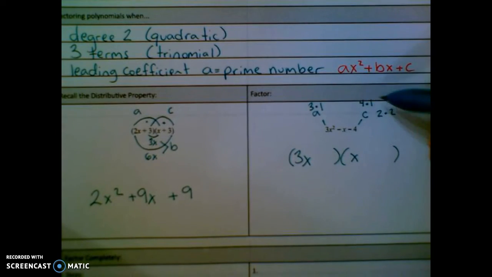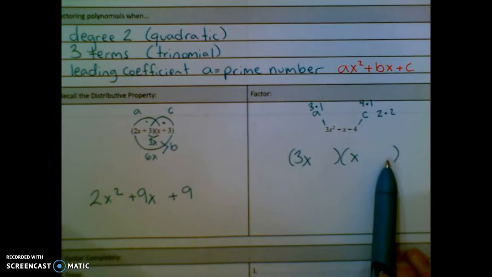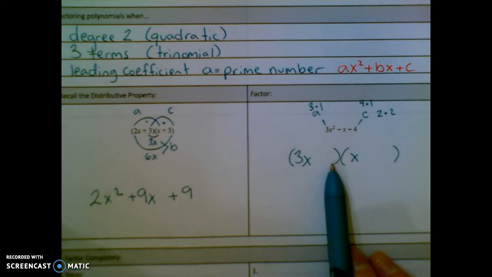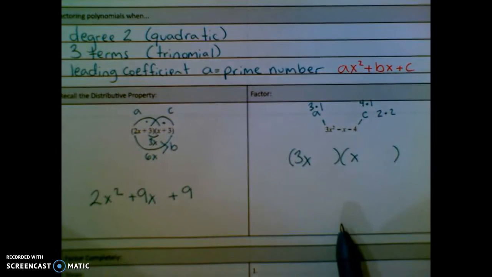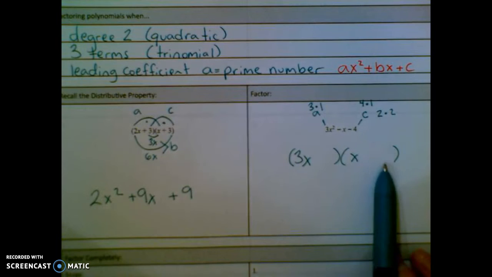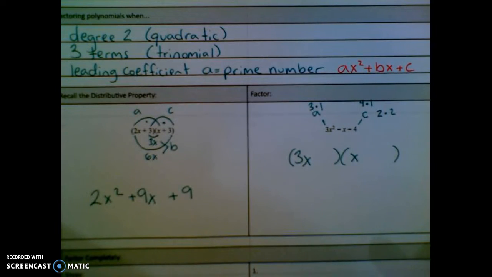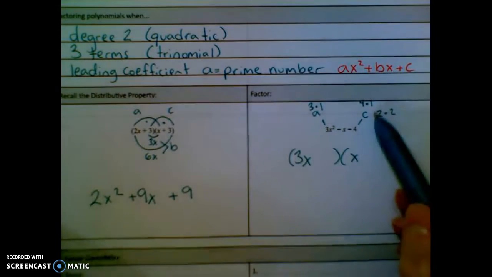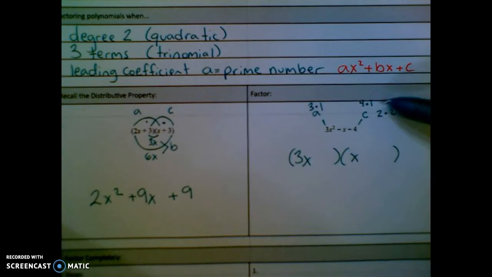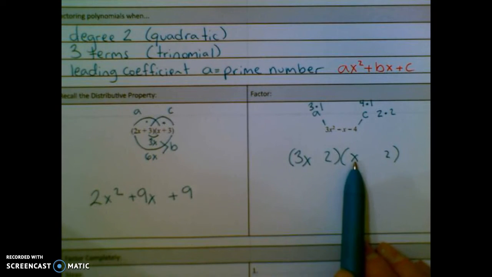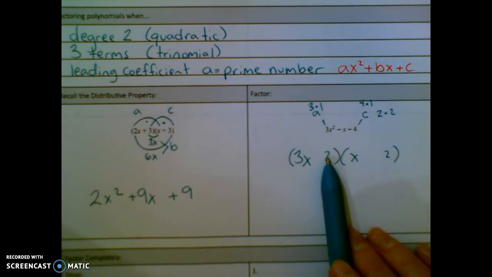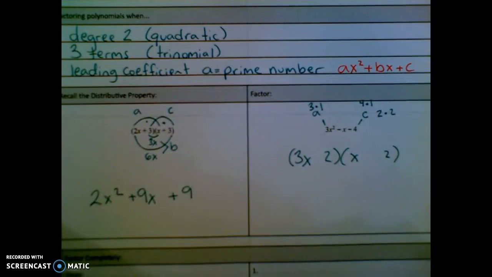But this c term could be a 4 and a 1, or a 2 and a 2. So there's really 6 different combinations, including signs. So if you want to, you can write them in with a pencil and erase it, but I like to just write down all the combinations. I like to start with the not extreme ones, like the one that has a 1 on it. I like to start with the closer together ones. So I'm just going to put a 2 and a 2. There is no need to check your a value. I don't need to check 3x times x gives me 3x squared. I don't need to check 2 times 2 gives me 4. Those should always be stuck.